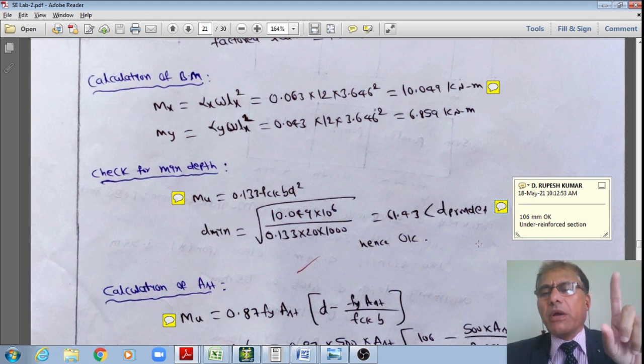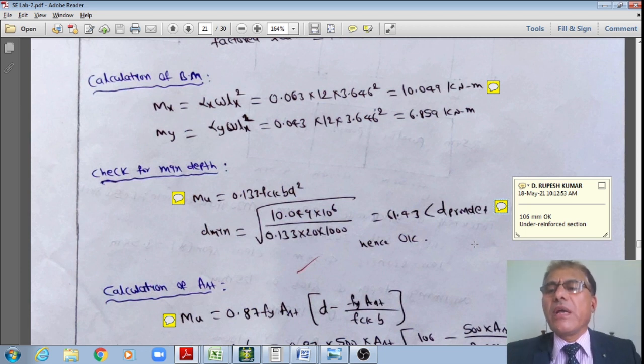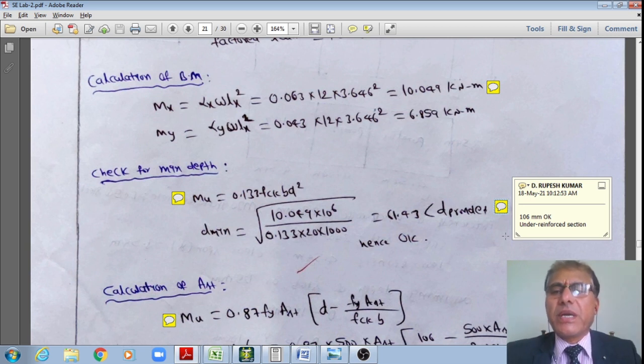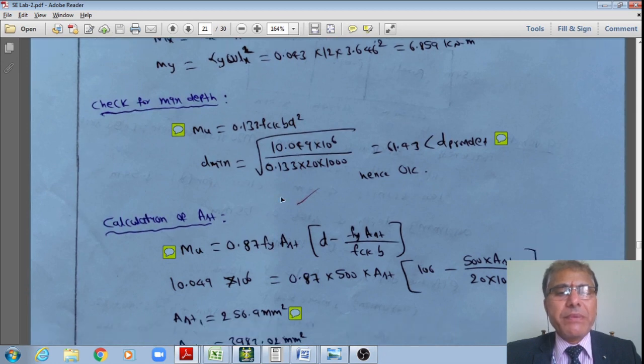Therefore, okay. First comment, it is okay, and the second comment is that the depth required is much less than the depth provided, meaning more concrete is provided. Therefore, it is an under-reinforced section. With more concrete available, the stresses in concrete will not reach the permissible stresses, but the steel will reach its permissible stresses first.